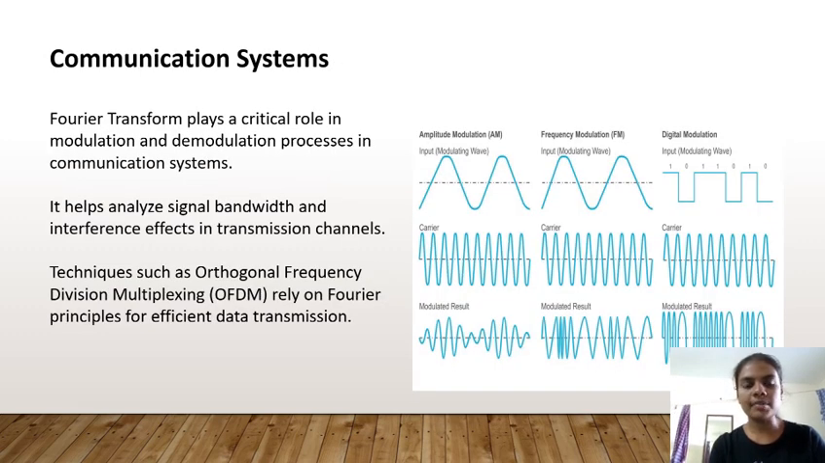Communication systems. Fourier transform plays a critical role in modulation and demodulation processes in communication systems. It helps analyze signal bandwidth and interference effects in transmission channels. Techniques such as orthogonal frequency division multiplexing, that is OFDM, rely on Fourier principles for efficient data transmission.